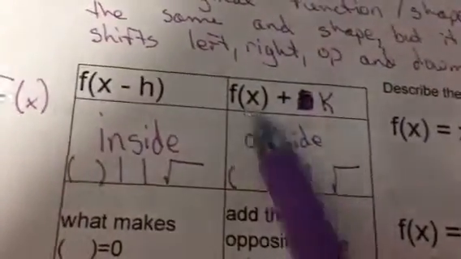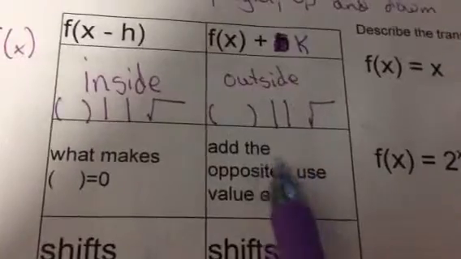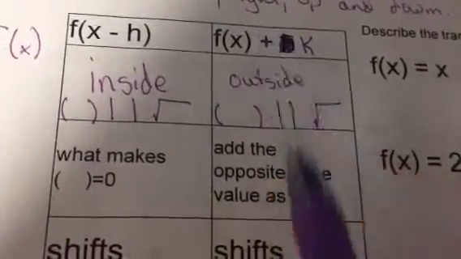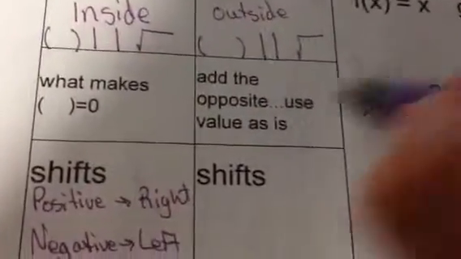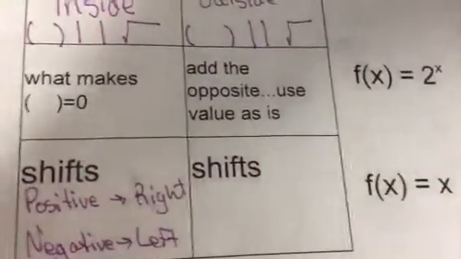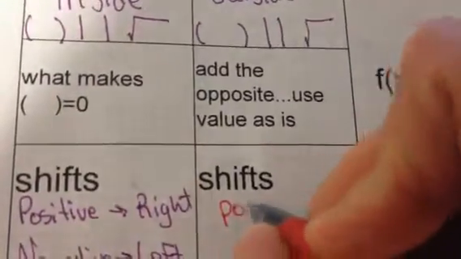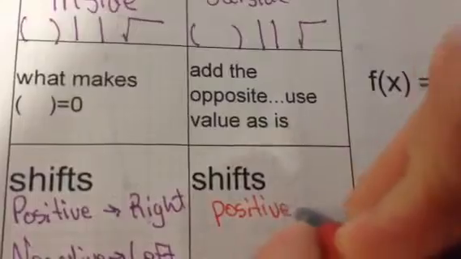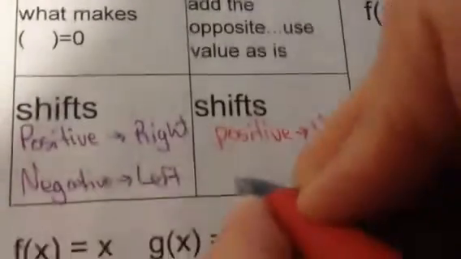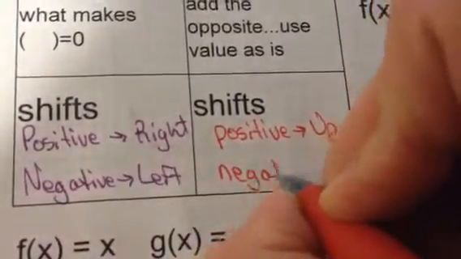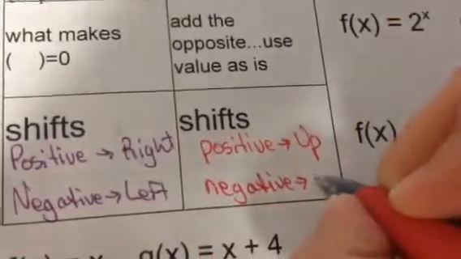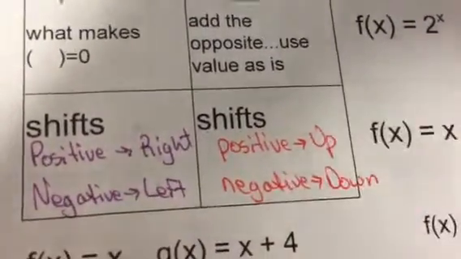So if the number's outside, and again we changed it from h to k, what you want to do is you want to add the opposite. You want to make sure it's addition, and then you're just going to use the value as you see it. So if you see a positive number, it's going to shift up, and if you see a negative number, it's going to shift down. Again, pause if you need to.